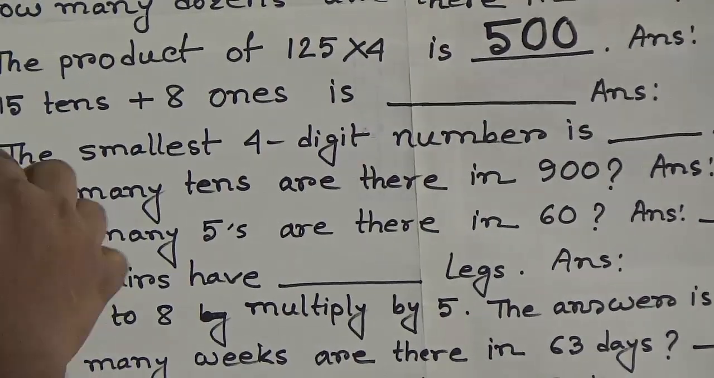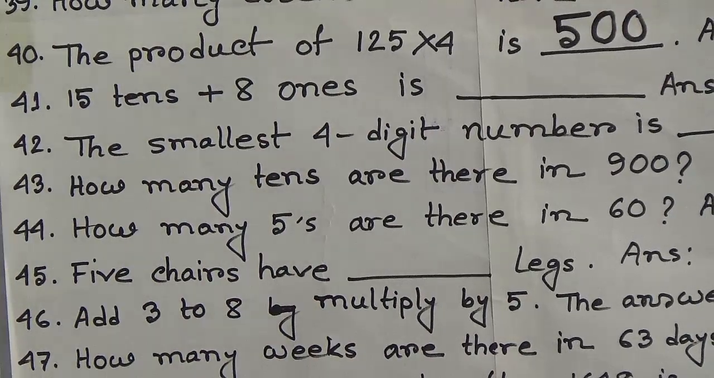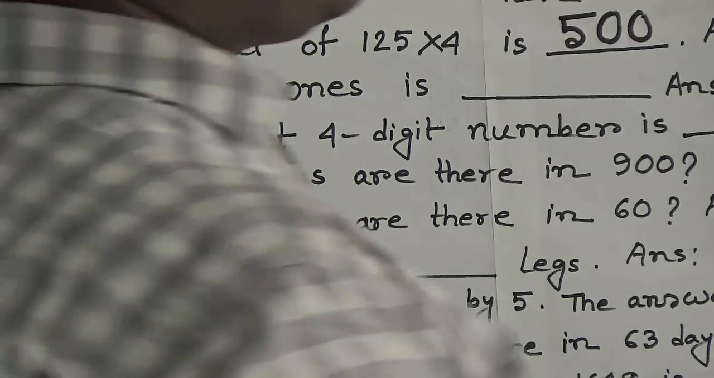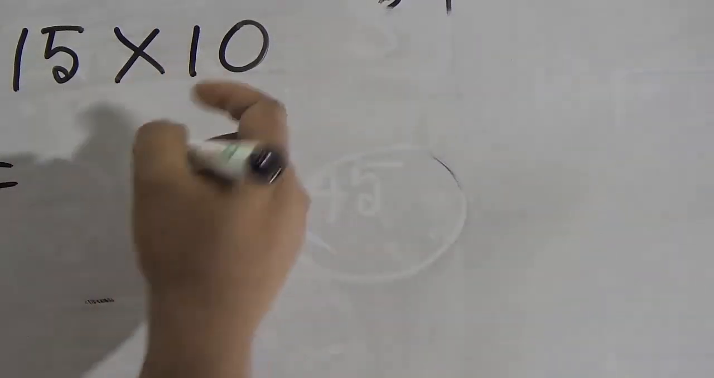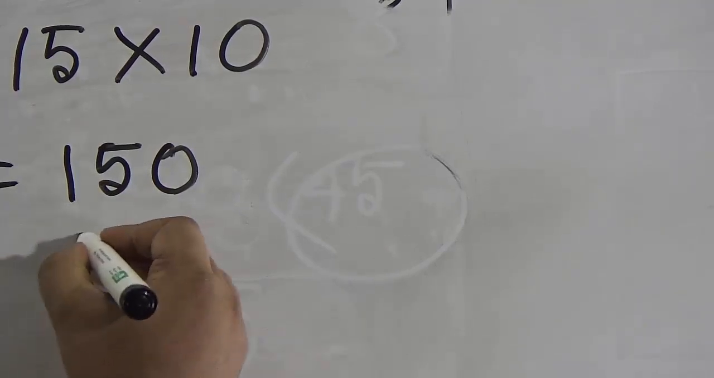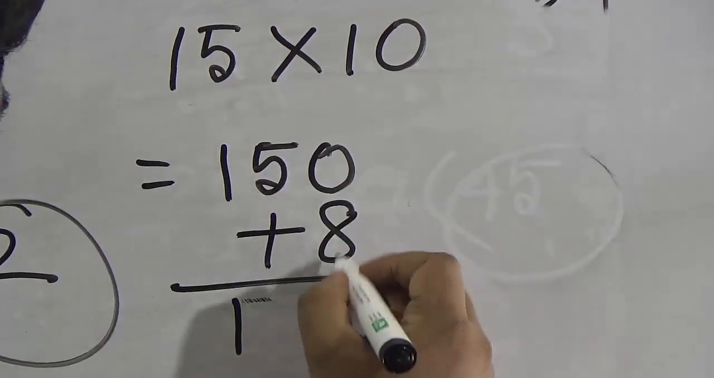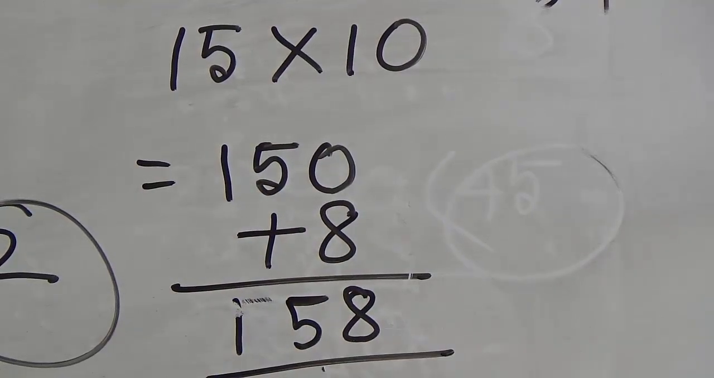Next, 41. 15 tens plus 8 ones. 15 tens plus 8 ones is how much? Here 15 tens means 15 multiplied by 10. That means 15 tens are 150. And here 8 ones. That means 8 is added to 150, and it will be 8, 5, and 1 is here. That means 158 is the answer.